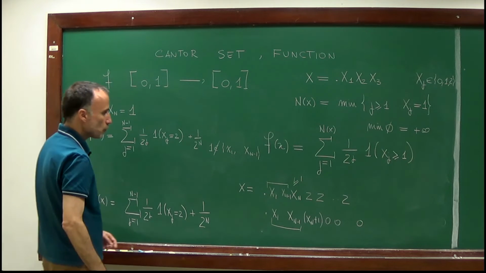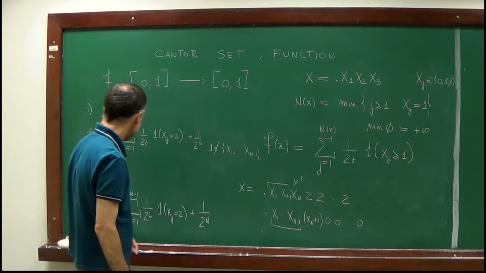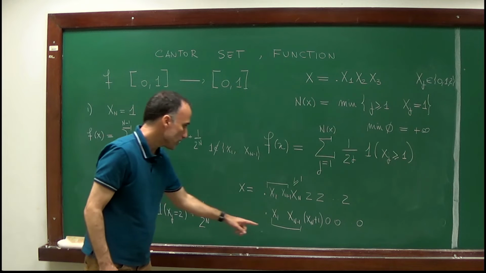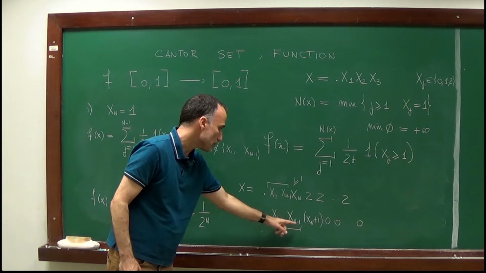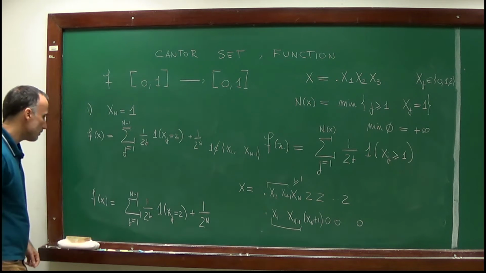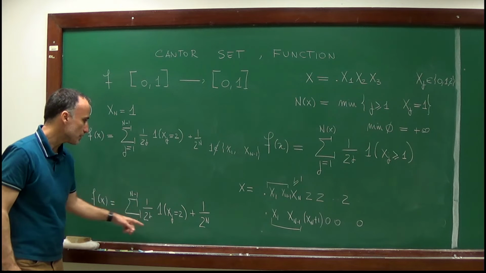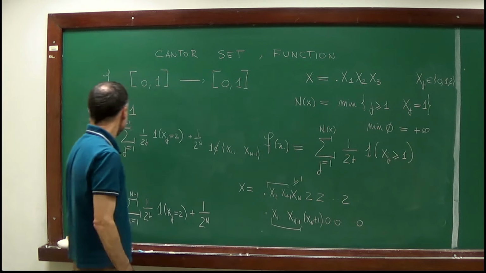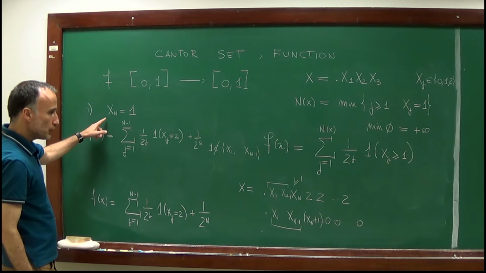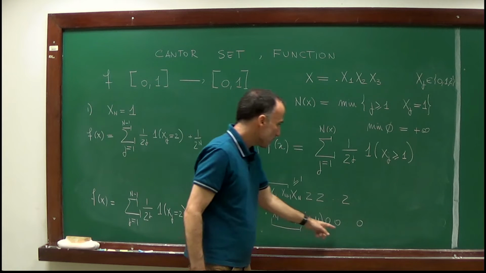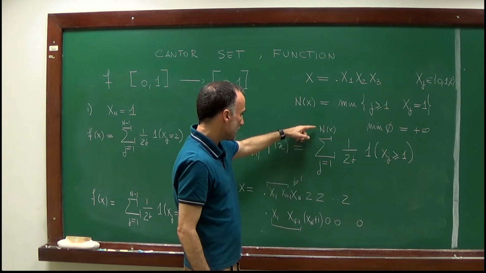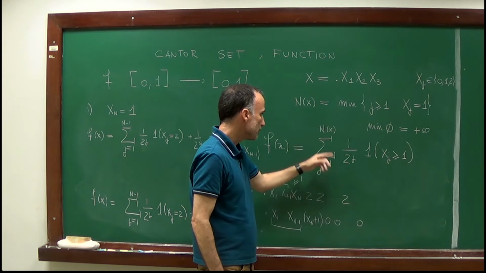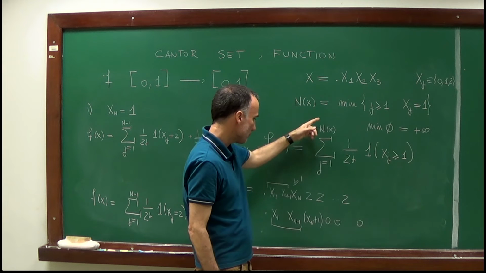Now let's see what we get for the second representation. So f of x, there is the first contribution of the first n minus 1 terms, which is written here. xn plus 1 is equal to 2 now, and all the other digits are 0. So in this representation, I get that n of x is equal to plus infinity, so I have to sum everything up to plus infinity.